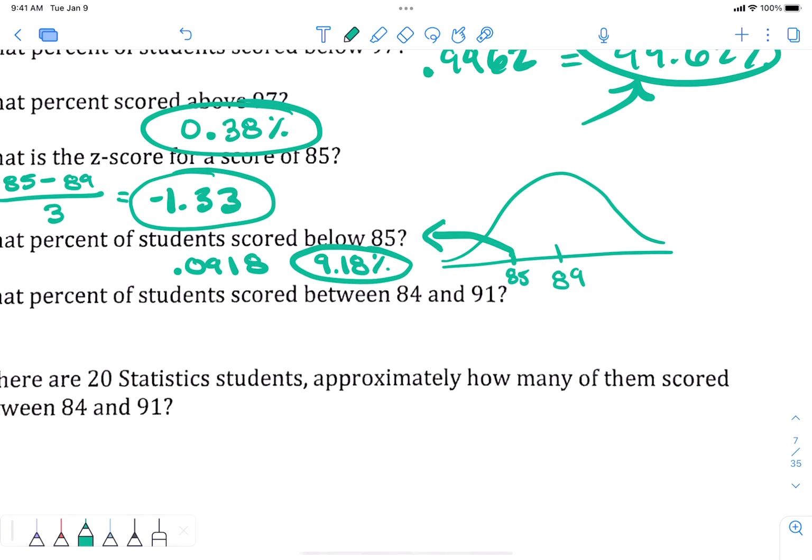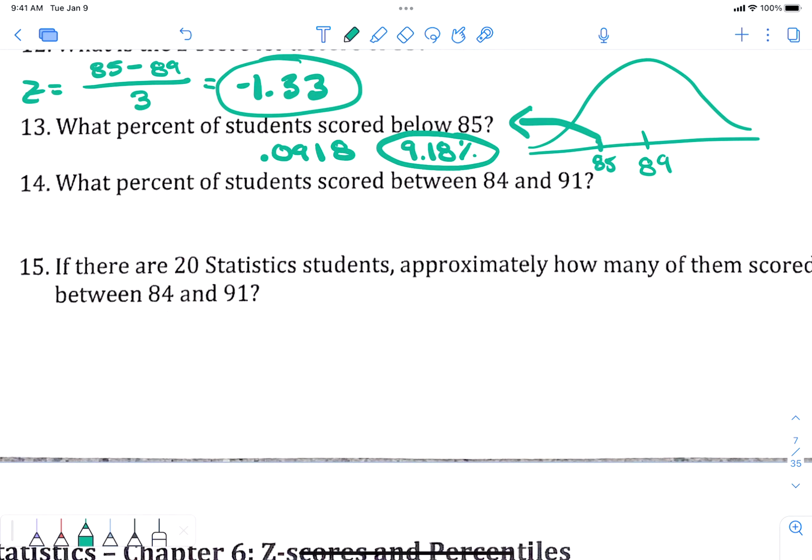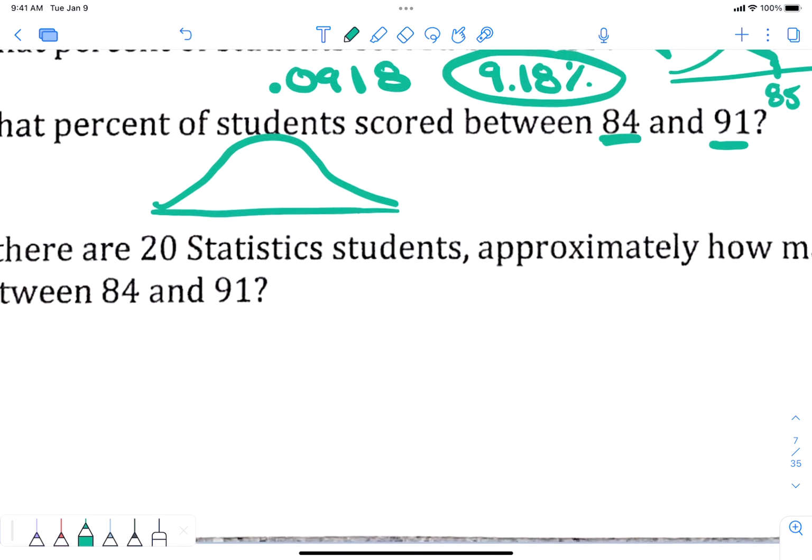9.18%. So about 9% of people scored below an 85 on the test if the average was an 89, right? Okay, now this is the tricky part. What percent of students, so really focus on this one, scored between an 84 and a 91? I really strongly suggest you draw the bell curve and write where these numbers are located, because it will help you a lot.